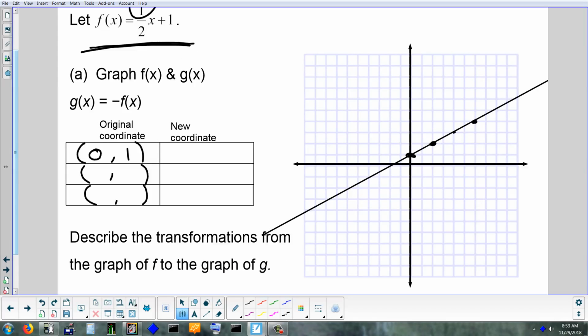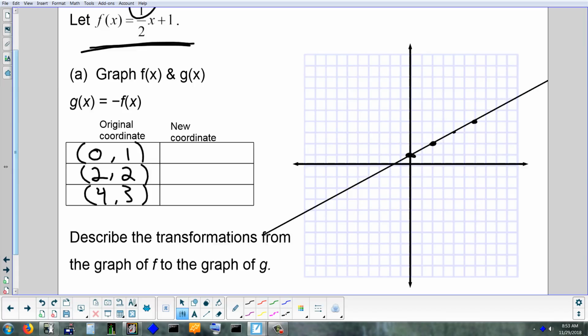Three and 2. Not 3, 2. 3, 2 would be over here. 2, 2. Yep, that's a good one. And Nicole, can you give me one more? 4, 3. 3, 4 would be up over here. 4, 3.